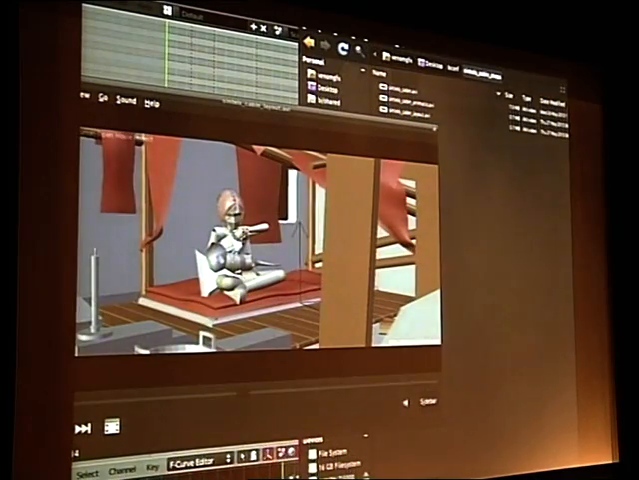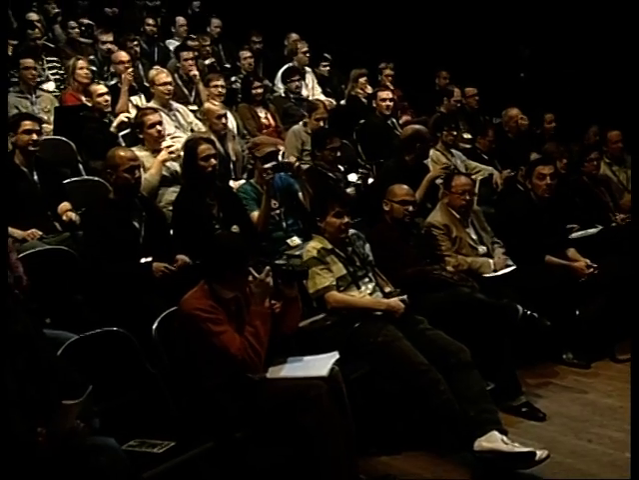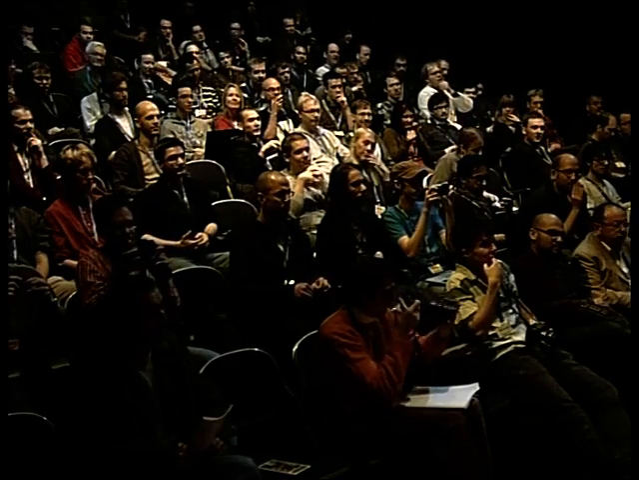Did you really model everything? There's no matte painting? Most of it. The producer had this crazy idea about, hey, what if we do 3D? So, don't do much matte painting.